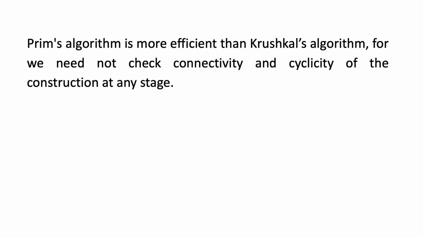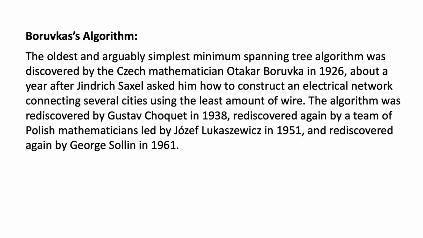Prim's algorithm is more efficient than Kruskal's algorithm, for we need not check connectivity and cyclicity of the construction at any stage. Another algorithm to find the minimum spanning tree is Borůvka's algorithm. The oldest and arguably simplest minimum spanning tree algorithm was discovered by the Czech mathematician Otakar Borůvka in 1926, about a year after Jindřich Saxel asked him how to construct an electrical network connecting several cities using the least amount of wire. The algorithm was named after Gustav Choquet in 1938, rediscovered again by a team of Polish mathematicians led by Józef Łukasiewicz in 1951 and rediscovered again by George Sollin in 1961.